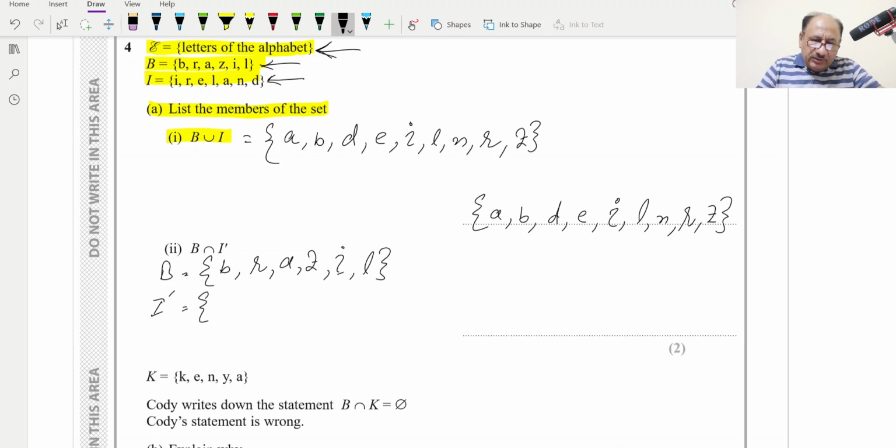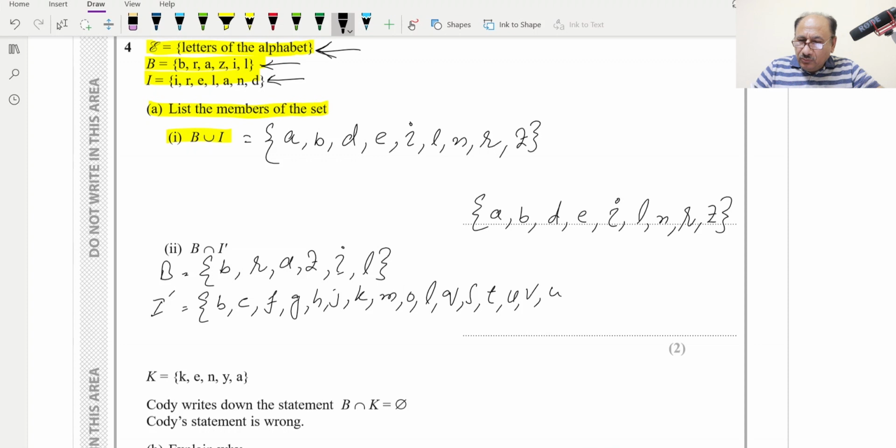So whatever is not in I are B, C, F, these are not in I. G, H, J, K, then M, O, L, Q, S, T, U, V. These are not in I. So I complement, you can say, V, W, X, Y, and Z. So these are the members which are not in I, so that is I complement.